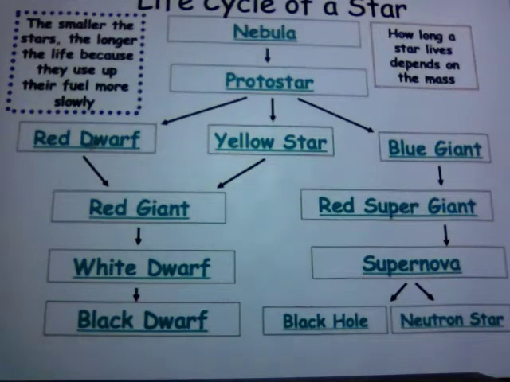From there, the path that it takes follows the flowchart. Red giant, as it continues on the end of its life cycle, would become a red dwarf and then a black dwarf. Whereas the red supergiant will eventually become a supernova, and then a supernova will either become a black hole or a neutron star. And that should be the very last tab in your booklet.